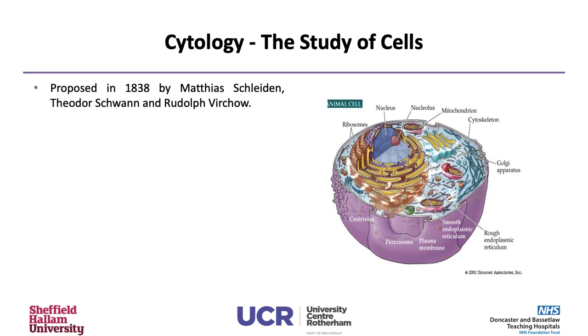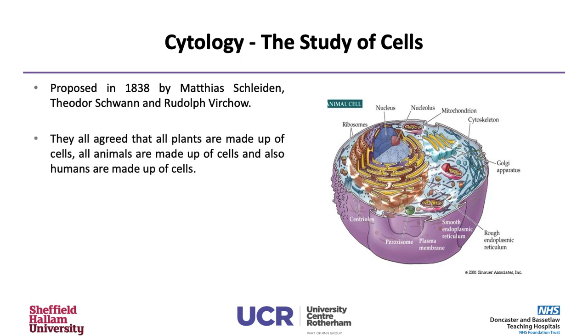Cytology, or the study of cells, was explored and researched in the mid-1800s by Matthias Schleiden, Theodor Schwann and Rudolf Virchow. They all agreed that plants, animals and humans are all made up of cells and also start off as a single cell.